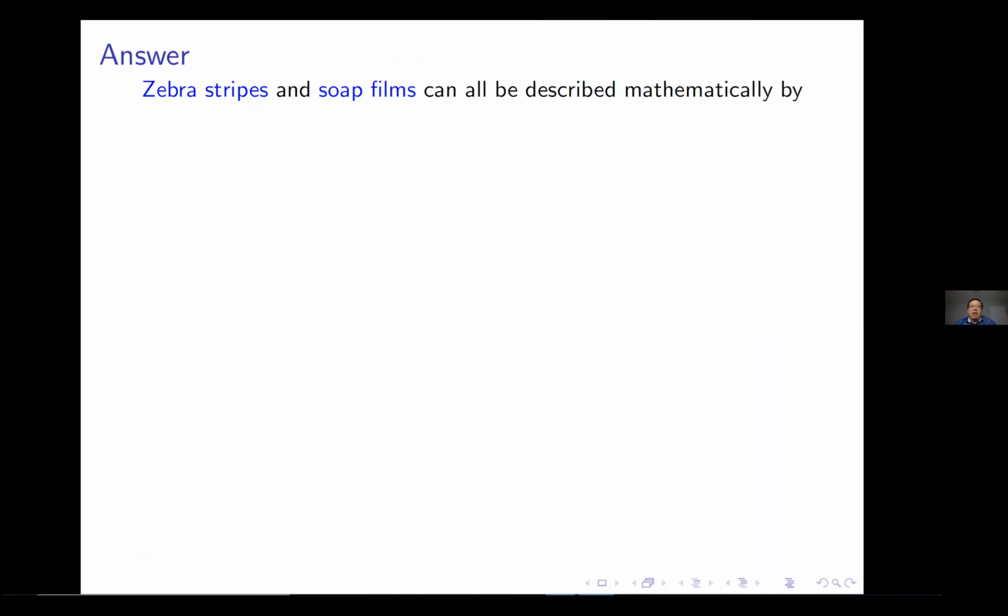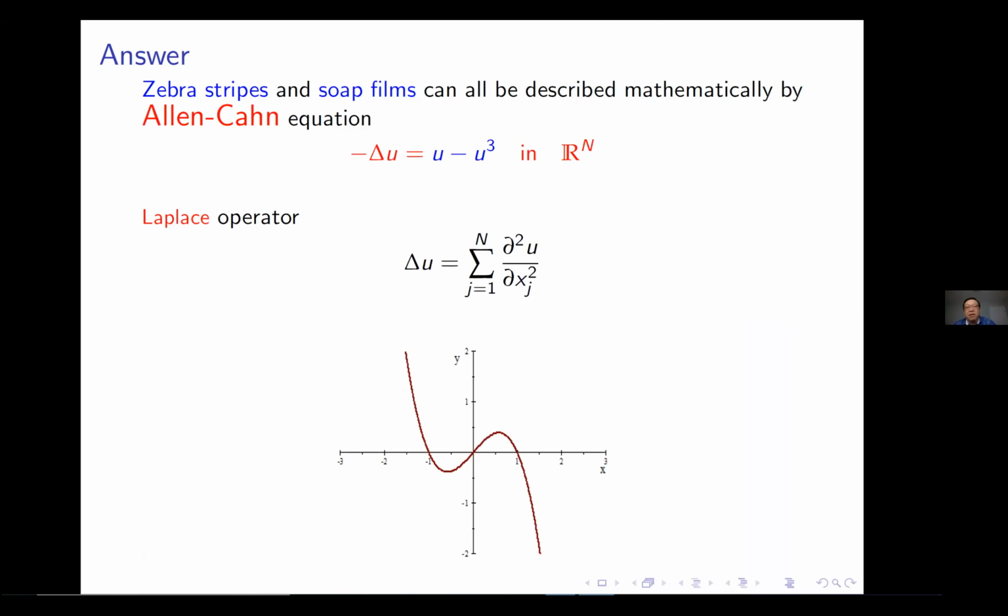The answer is that zebra stripes and soap films can all be described mathematically by the so-called Allen-Cahn equation, which I'm going to study today. So what is the Allen-Cahn equation? It's very simple. I hope after my talk you can remember this equation at least. The left-hand side is the well-known Laplace operator, and the right-hand side is some nonlinearity, u minus u cube. This is the graph of u minus u cube.